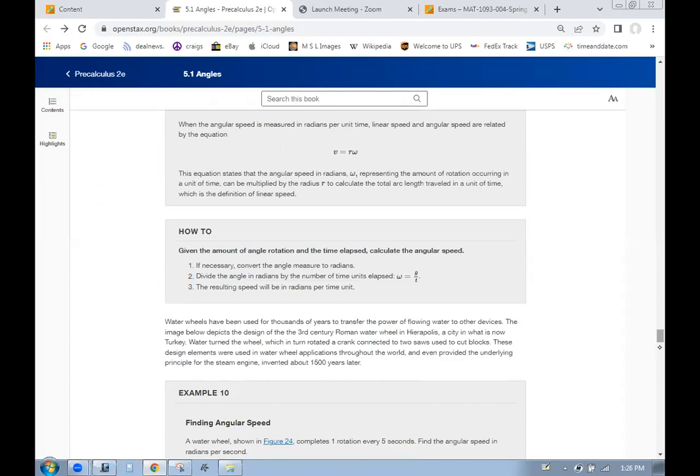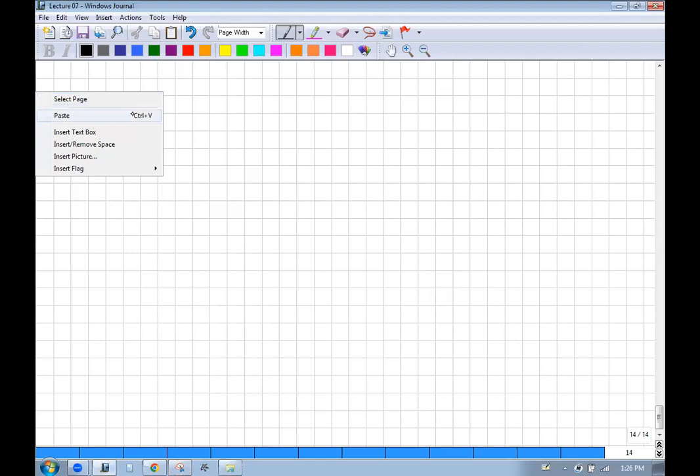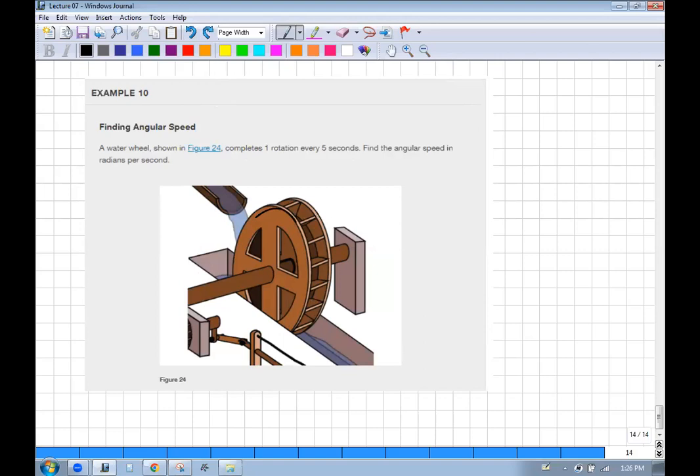Let's look at this super complicated problem right here. Okay, so the water comes in, makes the wheel turn. The water is going at a linear speed, and it makes this thing turn at an angular speed. Now, this thing completes one rotation every 5 seconds. Find the angular speed in radians per second.